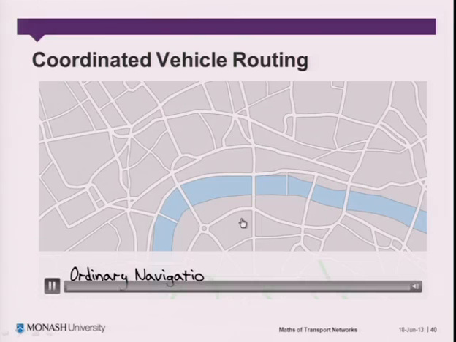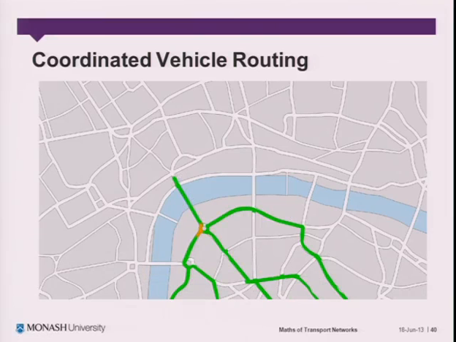In this animation, we show what happens when all cars are led by ordinary navigation systems. One can see that cars get stuck in bottlenecks such as bridges or complex junctions. So the red area is where the congestion has occurred. All drivers choose, stupidly, a simple shortest path.